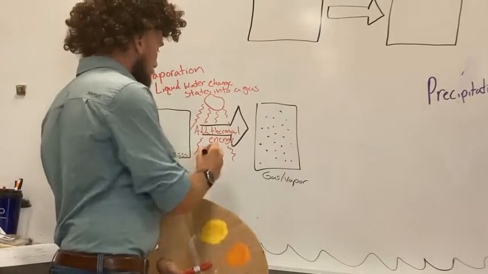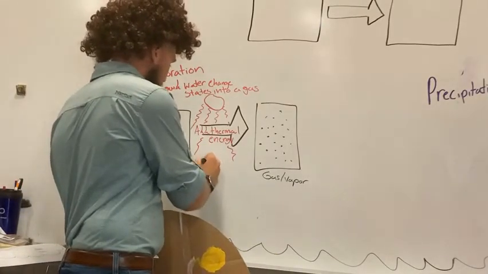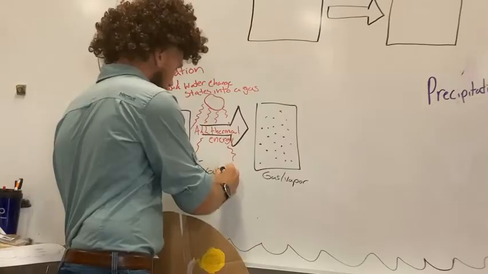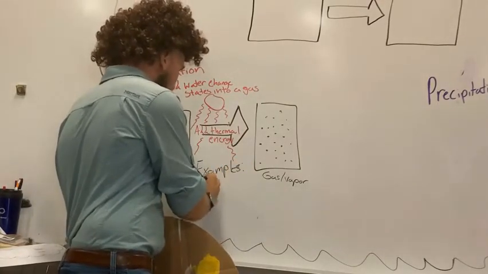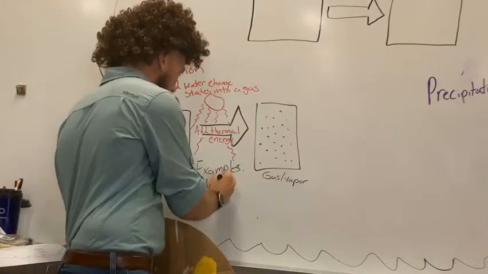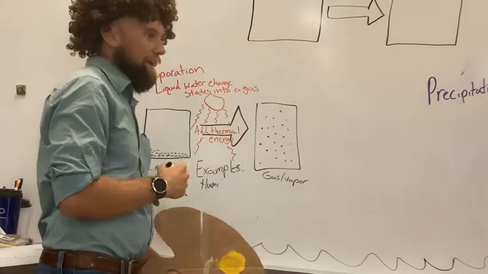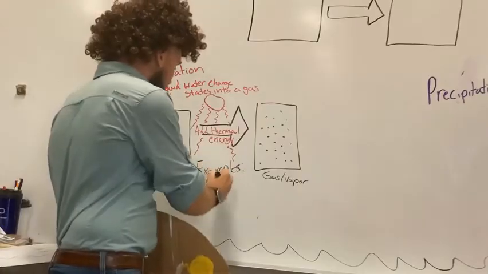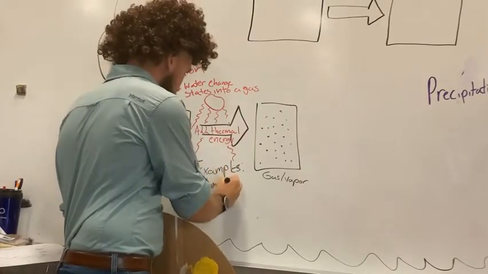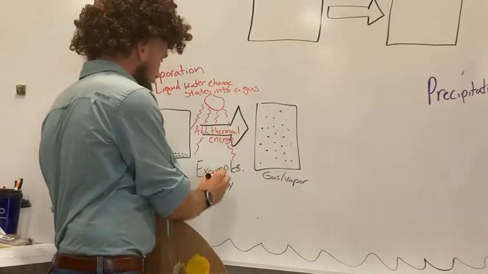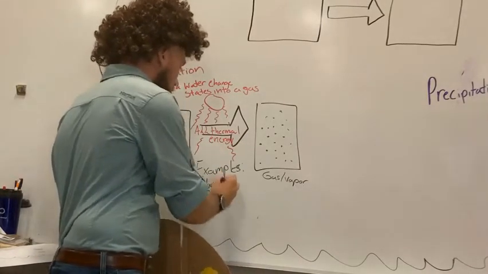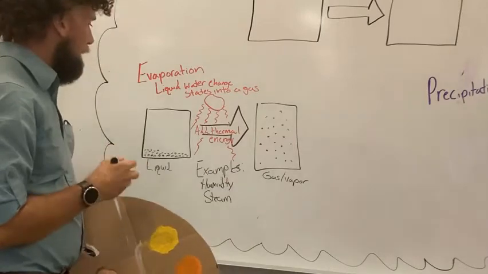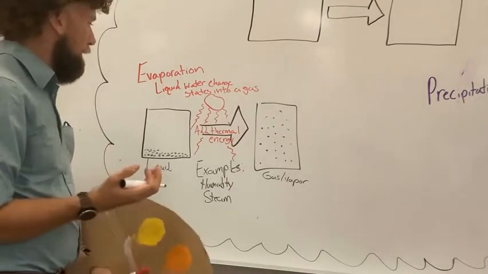So when I think about what some examples of this would be, my big thing is I'm going to think about humidity. So maybe a hot little steamy day where you need a nice happy glass of lemonade. And steam. Those are going to be my two biggest examples of how evaporation is going on.